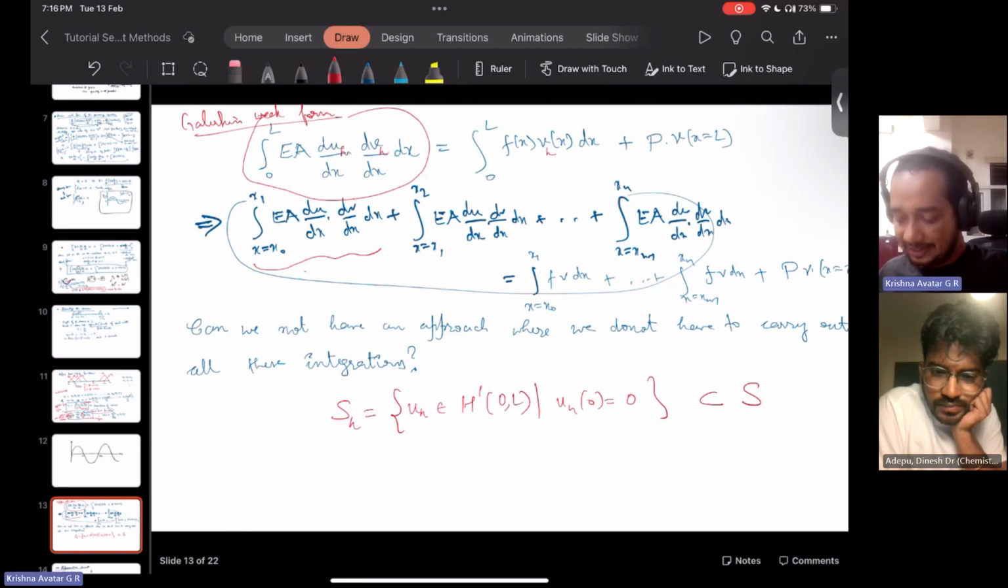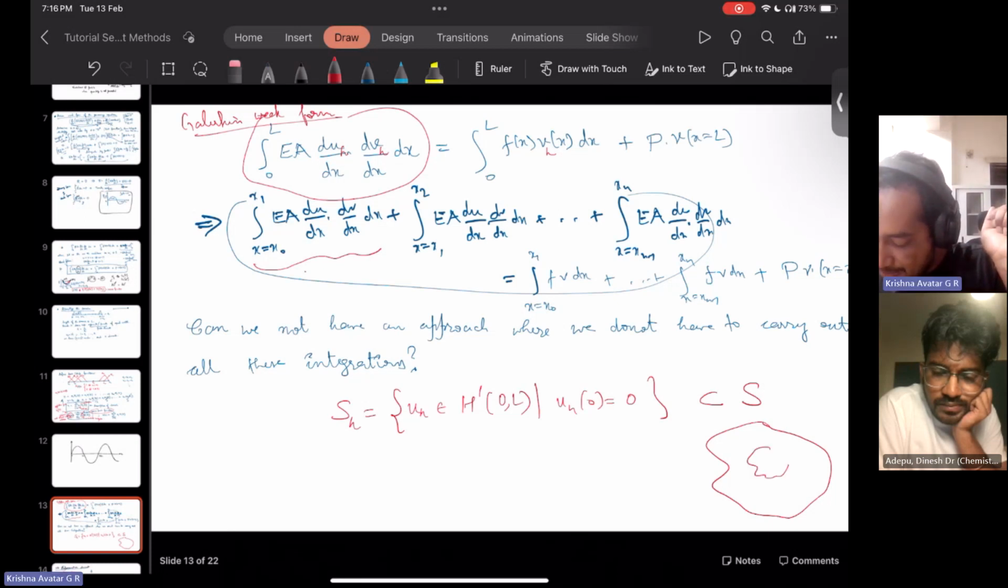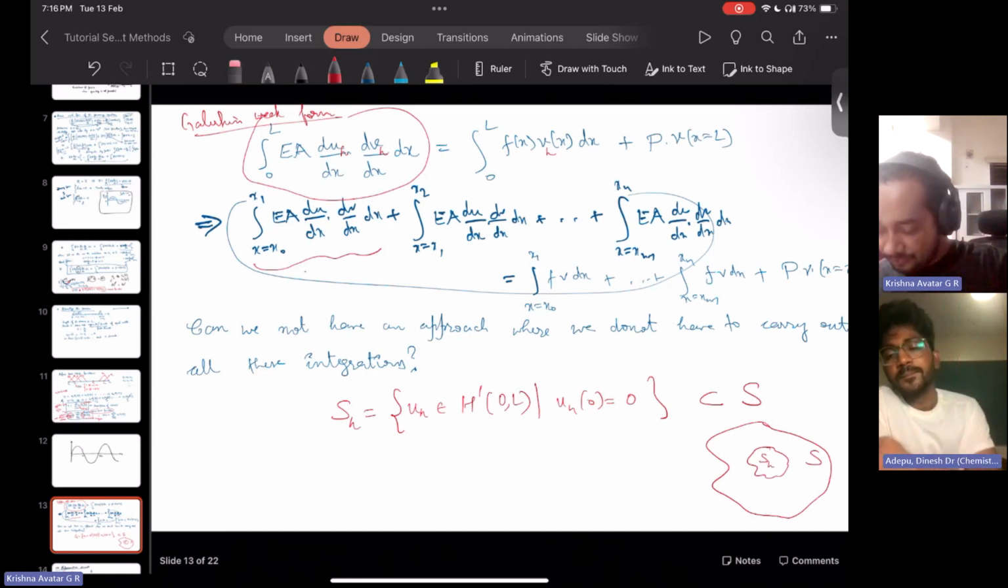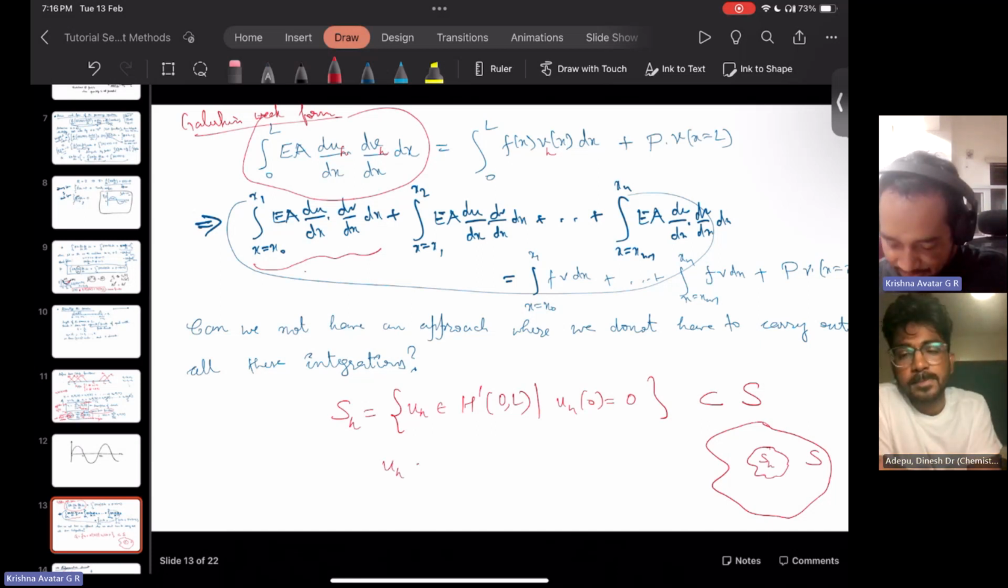So which means that we had a set containing all the solutions, of which one or more could have been the solution to our problem. But now we are only looking at a smaller set. This was S. Now we are only looking at this many solutions. So what we see is that u_h is the summation of u_i N_i of x.